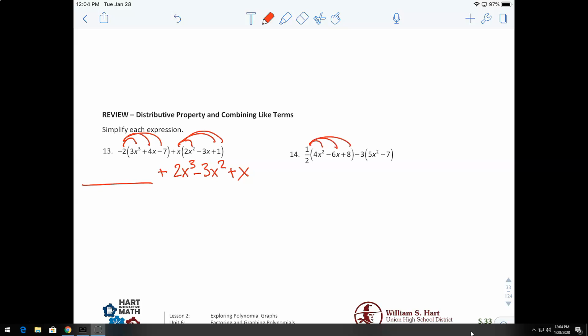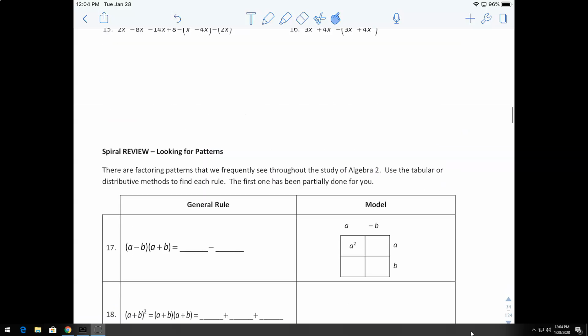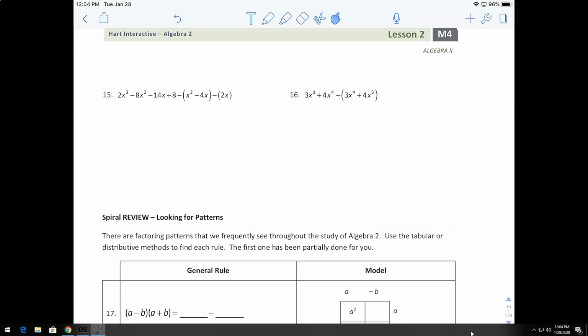This half comes in and becomes 2x squared minus 3x plus 4. And then there's still a bunch of junk from here. You got to keep going. You have to finish. Don't forget to distribute those negatives. You have to keep going.